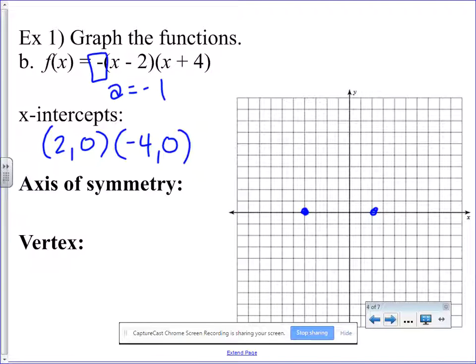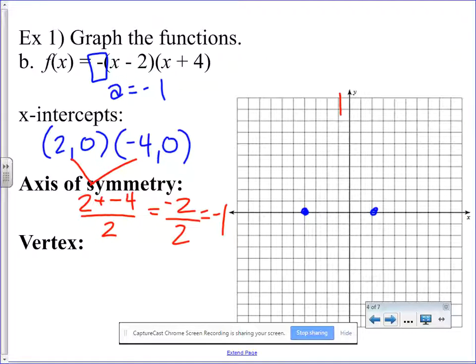My axis of symmetry, I'm going to take 2 plus negative 4 and divide that by 2. These x values. 2 plus negative 4, that's negative 2. Negative 2 over 2, negative 1. You could also just sort of figure out where the middle is. The axis of symmetry is somewhere on that line.